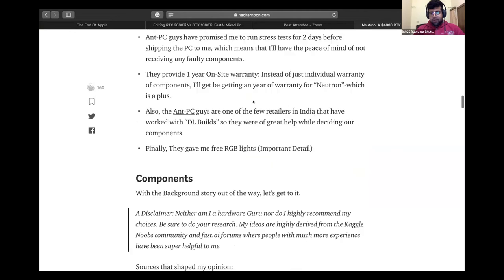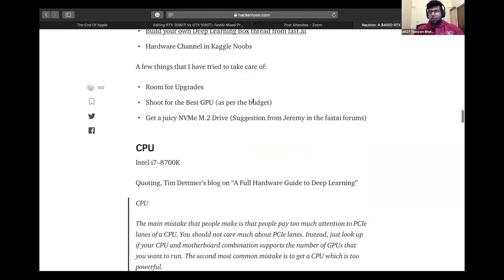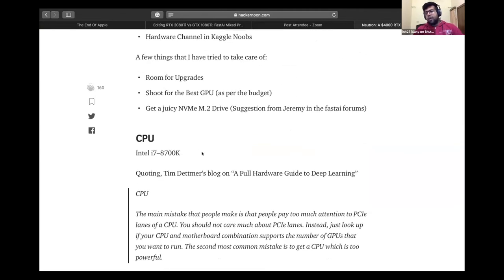So to start off with the CPU, we chose an 8700K. Even though the ninth generation is out, what you would want to look for in a CPU is the number of cores. Secondly, can it support the required RAM that you want? And the most important thing, which I realized later on and got lucky with: does it have enough PCIe bandwidth to support your graphic card?